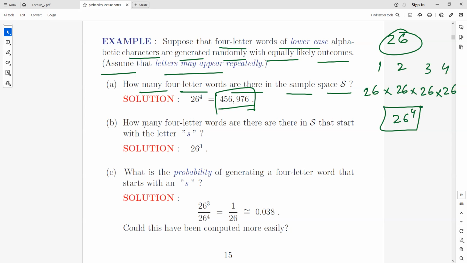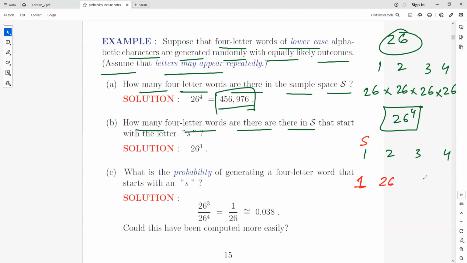So now again, how many four-letter words are there in S that start with the letter S? So now we have 1, 2, 3, 4. We are asking how many four-letter words are there that start with S. So if I'm going to start the word with S, it means that I have to fix only one character here. So we can only fix one character, that is S. It is fixed here, so there is only one possibility for the first character.